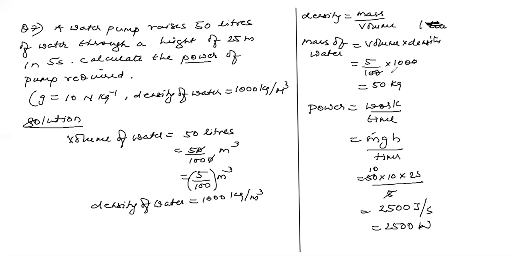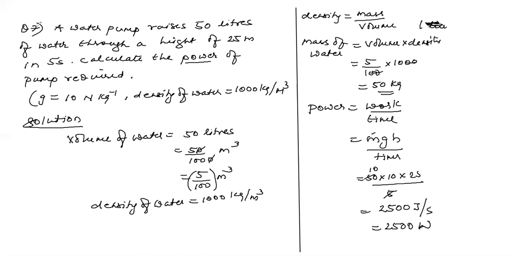5 upon 100 into 1000. How much do I get? 50 kilograms. So I got the mass. Power is work upon time, which is M into G into H upon time. So M is 50, G is 10, height is 25 meters, upon 5. 5 one time, 5 ten times. So 2500 joules per second, 2500 watts. I hope people understood this sum.